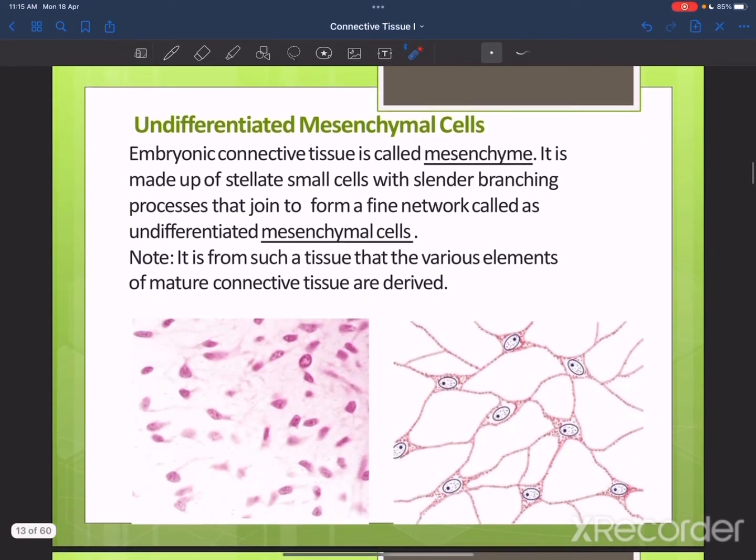Another type of cell is the undifferentiated mesenchymal cell. These are cells of the embryonic connective tissue, which is called mesenchyme. It is made up of small stellate cells, as you see here in the schematic diagram below. On the right side, they are stellate-shaped small cells with slender branching processes that join to form a network between them. These are called undifferentiated mesenchymal cells. Here, on the left side, you can see the actual slide of the mesenchymal tissue and the mesenchymal cells.